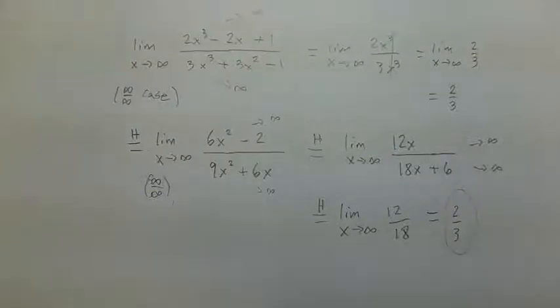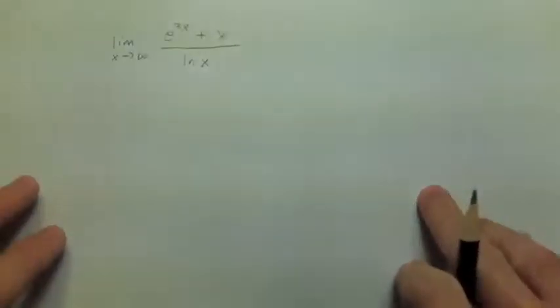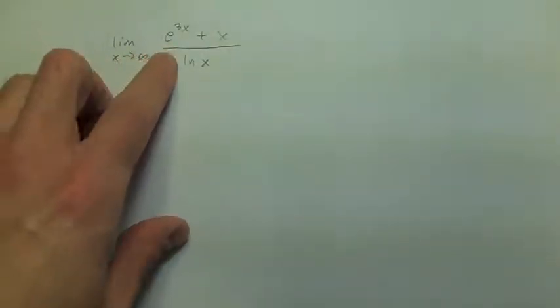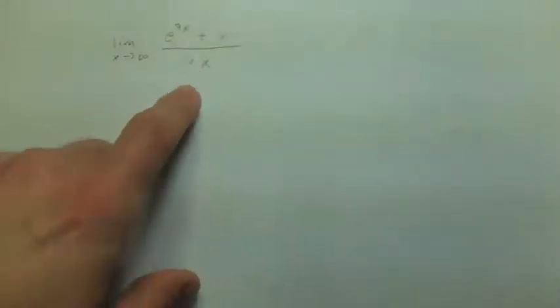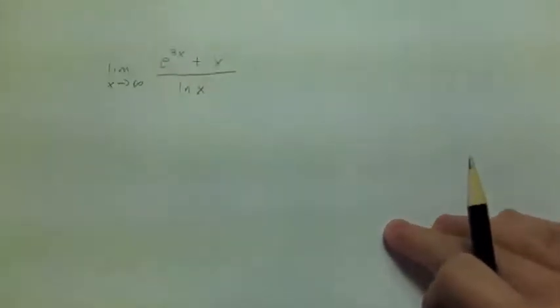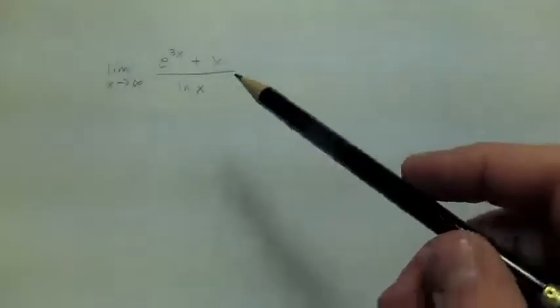So let's actually apply it to an example where we can't use, say, one of our methods from chapter 2. All right, for example, say we have the limit as x goes to infinity of e to the 3x plus x all over the natural log of x. Well, we can't really do a leading terms trick because, well, what's our leading term of x?